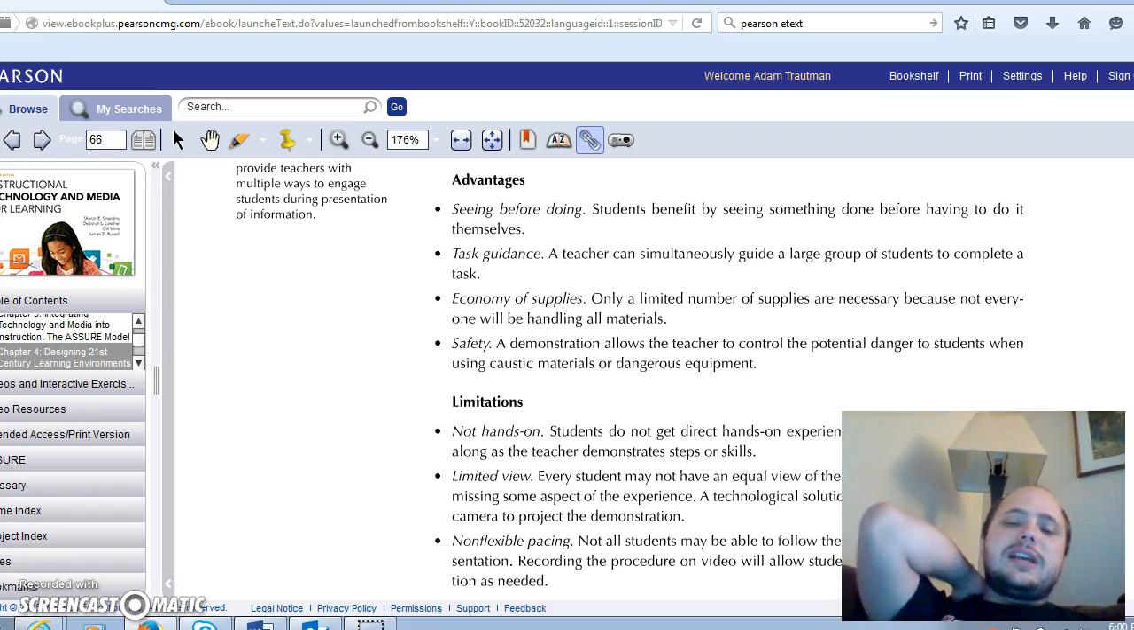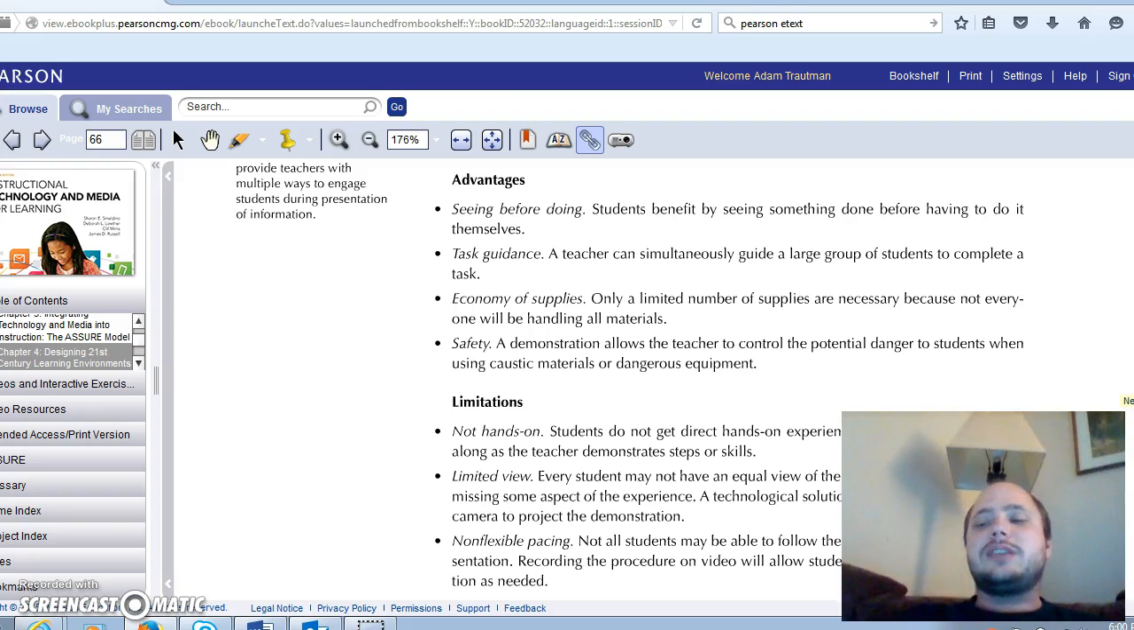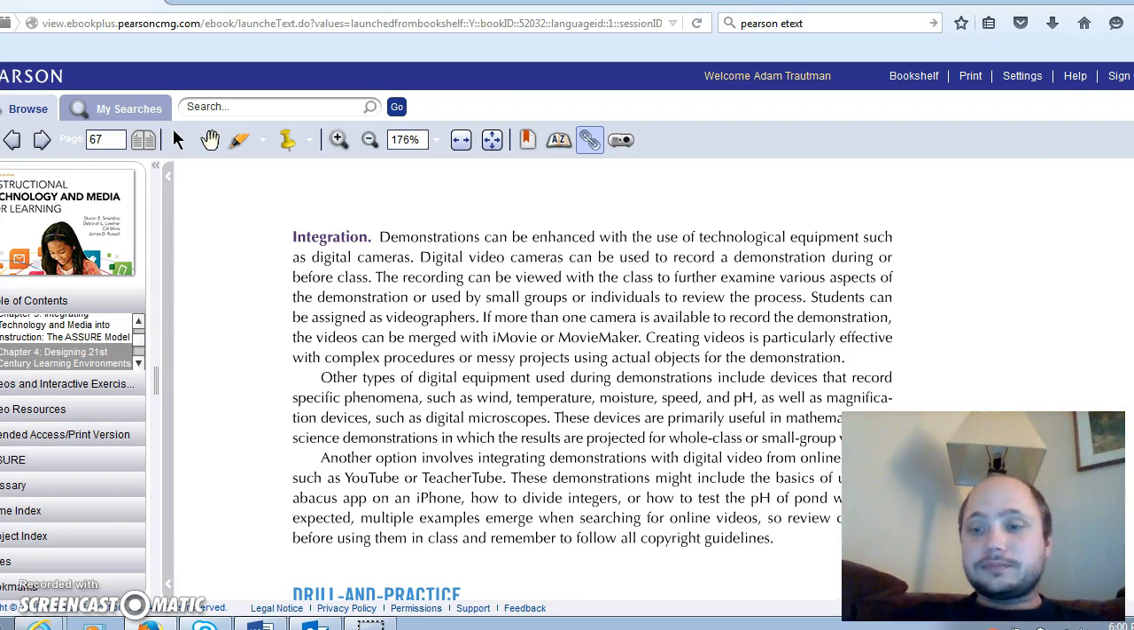It's not always hands-on, but even in my demonstrations, I do try to give the students parts where they are hands-on and they are participating while I'm demonstrating. So I always take volunteers to help me as well to get the students incorporated.